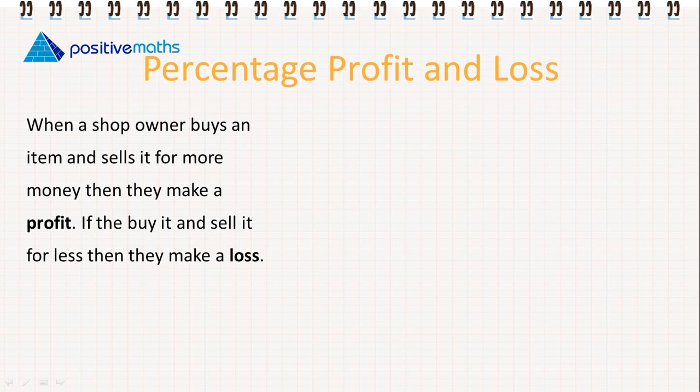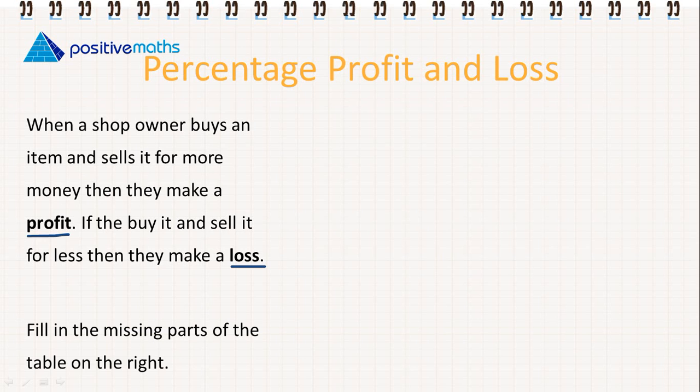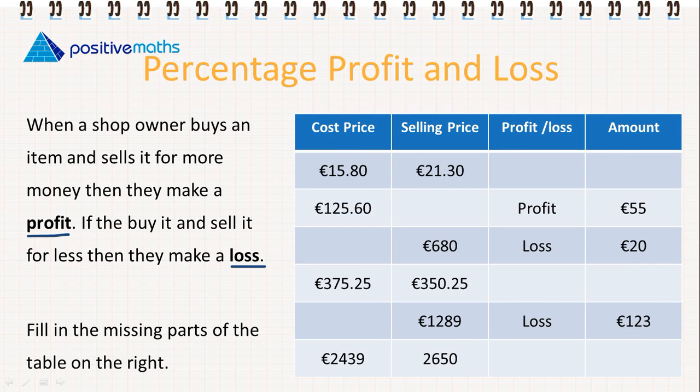So, when a shop owner buys an item and sells it for more money, we say that they make a profit. If they buy it and sell it for less, then they're making a loss. So we're going to fill in the missing parts of the table on the right to understand this a little bit more.